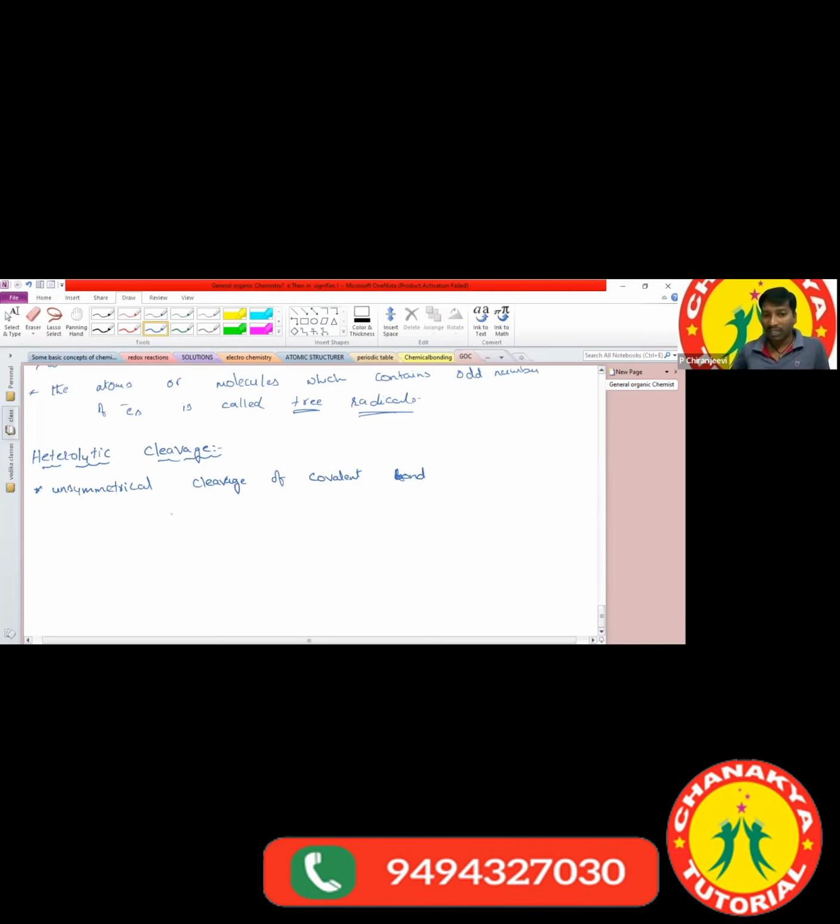What is the example for that? Again, I'm taking a chlorine molecule. In between the two chlorine atoms we have one single bond. Let us see what unsymmetrical cleavage means.